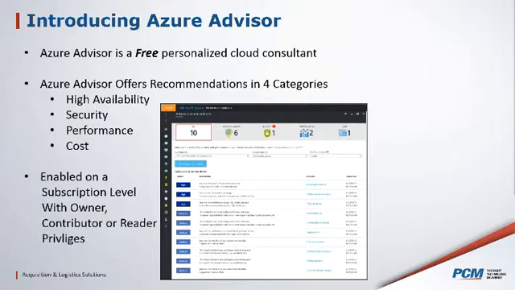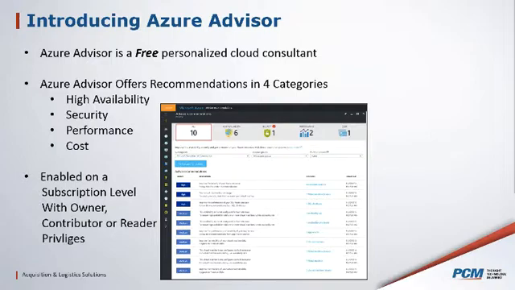So taking a look at what you have deployed in Azure and where you may be able to save, like low and underutilized virtual machines, that may be able to be either resized or deallocated based on usage. So this is enabled on a subscription level. So if you have multiple subscriptions, you need to enable it for each of your subscriptions. It's a very simple process and can be viewed by anybody with owner, contributor, or reader privileges in that subscription.